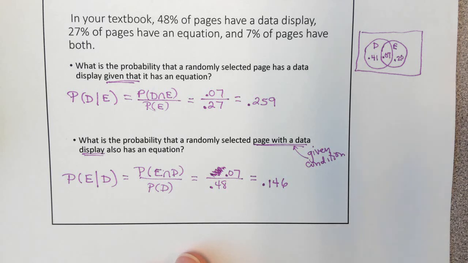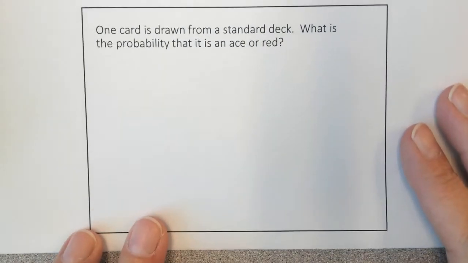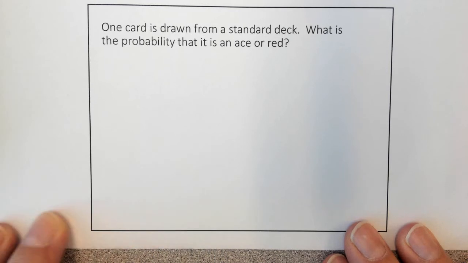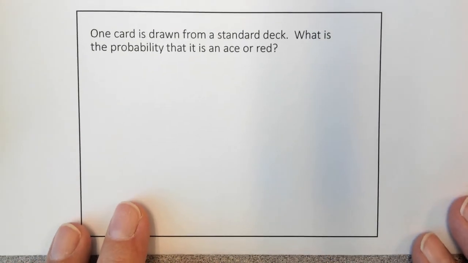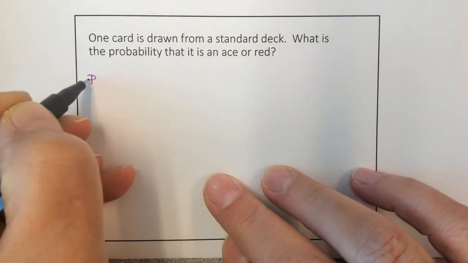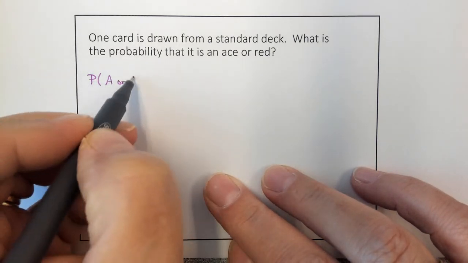Okay, now let's go back to that addition rule we just learned yesterday and kind of combine it with the conditional probability that we just did. All right, we got a deck of cards. We're going to draw one card from the deck. What is the probability that it is an ace or a red? Probability of ace or red.